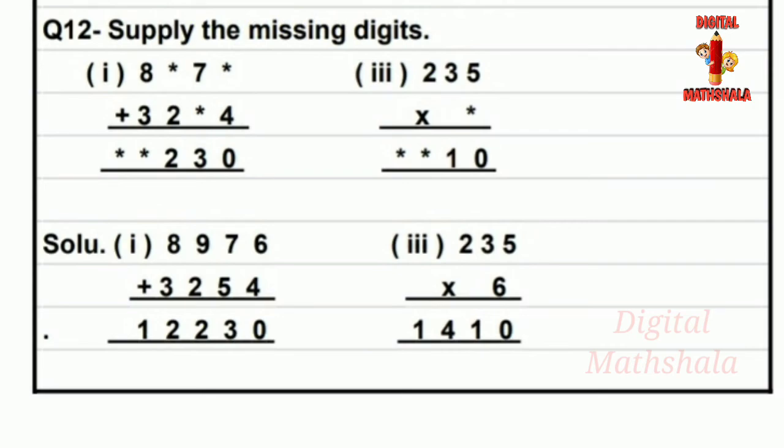So children, in question number 12, supply the missing digits. Some digits are missing in both the parts, part number first and part number third. You can see that one number is missing in the place of unit digit. So addition is given here.